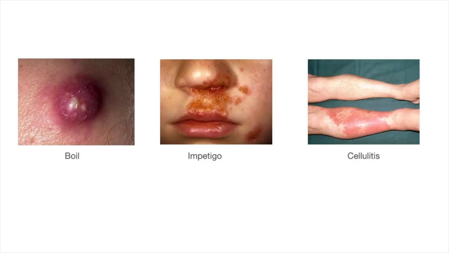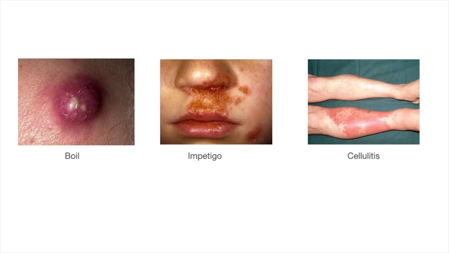Boils, impetigo, and cellulitis are three of the most common staph infections. A boil is basically a pocket of pus that usually develops in a hair follicle or in an oil gland, and the skin over the infected area usually becomes red and swollen. Staph can also cause impetigo. This is a contagious, often painful rash that usually features large blisters that may ooze fluid and develop a honey-colored crust. Staph bacteria that infect the deeper layers of the skin can cause cellulitis.